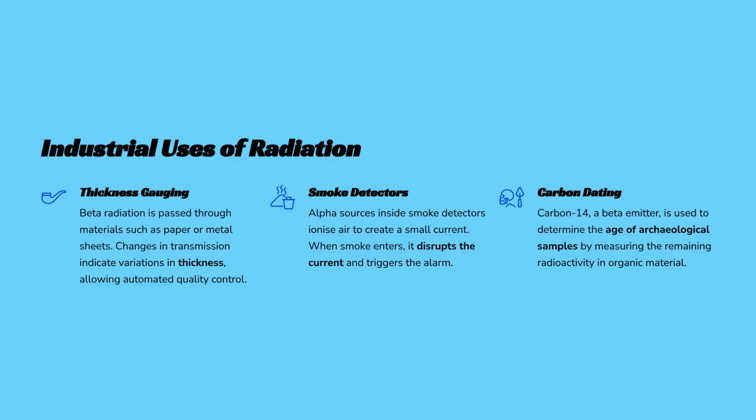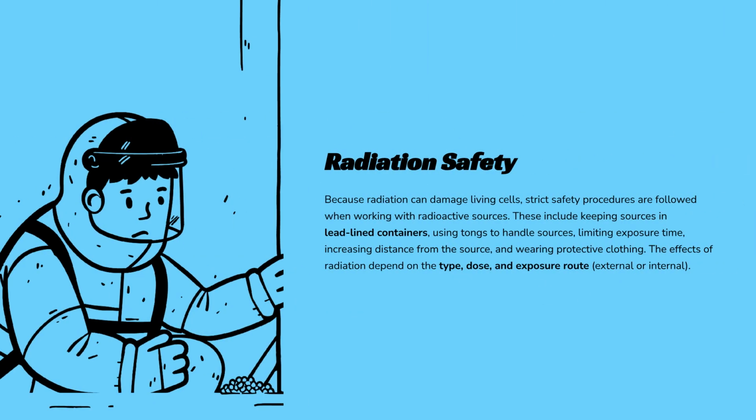In industry, radiation is equally important. It is used for thickness gauging during production, as a power source in smoke detectors, and for carbon dating in archaeology to determine the age of organic artifacts. Finally, remember that safety is paramount. When working with radiation, we use lead shielding, tongs, and limit exposure time to keep everyone safe. Proper precautions depend on the type of radiation, the dose, and how the source is handled.